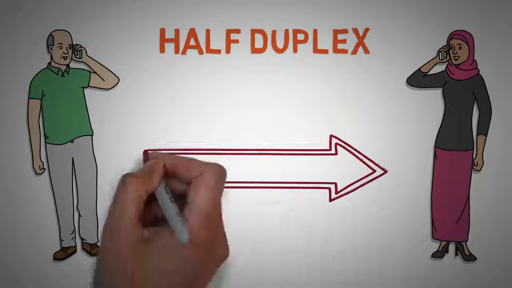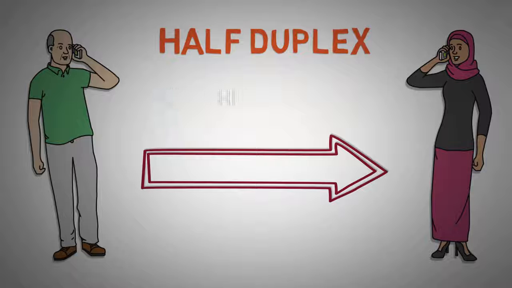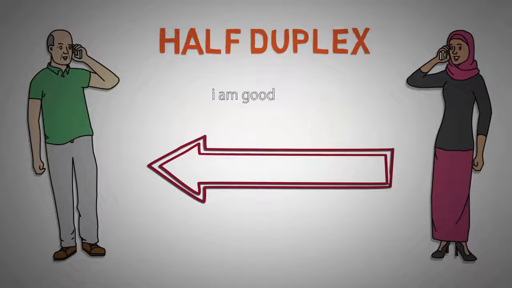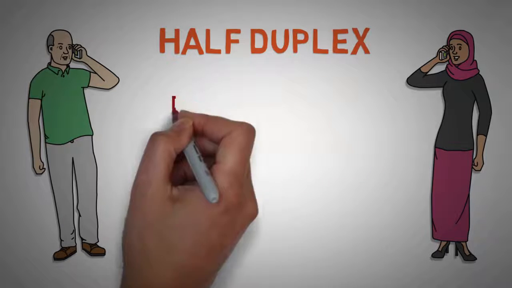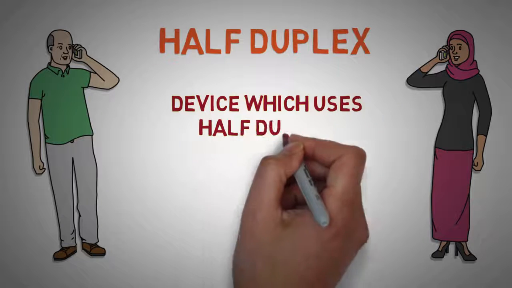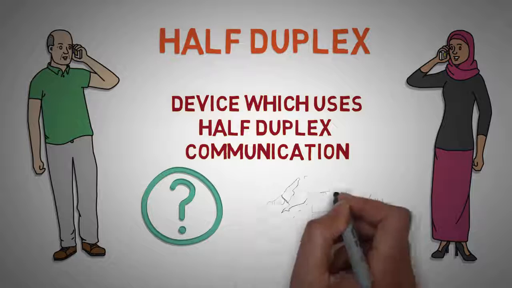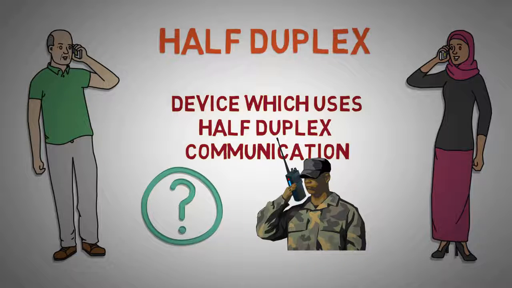Half duplex stands for one-way communication at a time, which means the other party has to listen when you are talking, and you have to listen when the other party is talking. So friends, do you have any device in your mind that uses half duplex communication? How about a walkie-talkie device, having a push-to-talk feature?